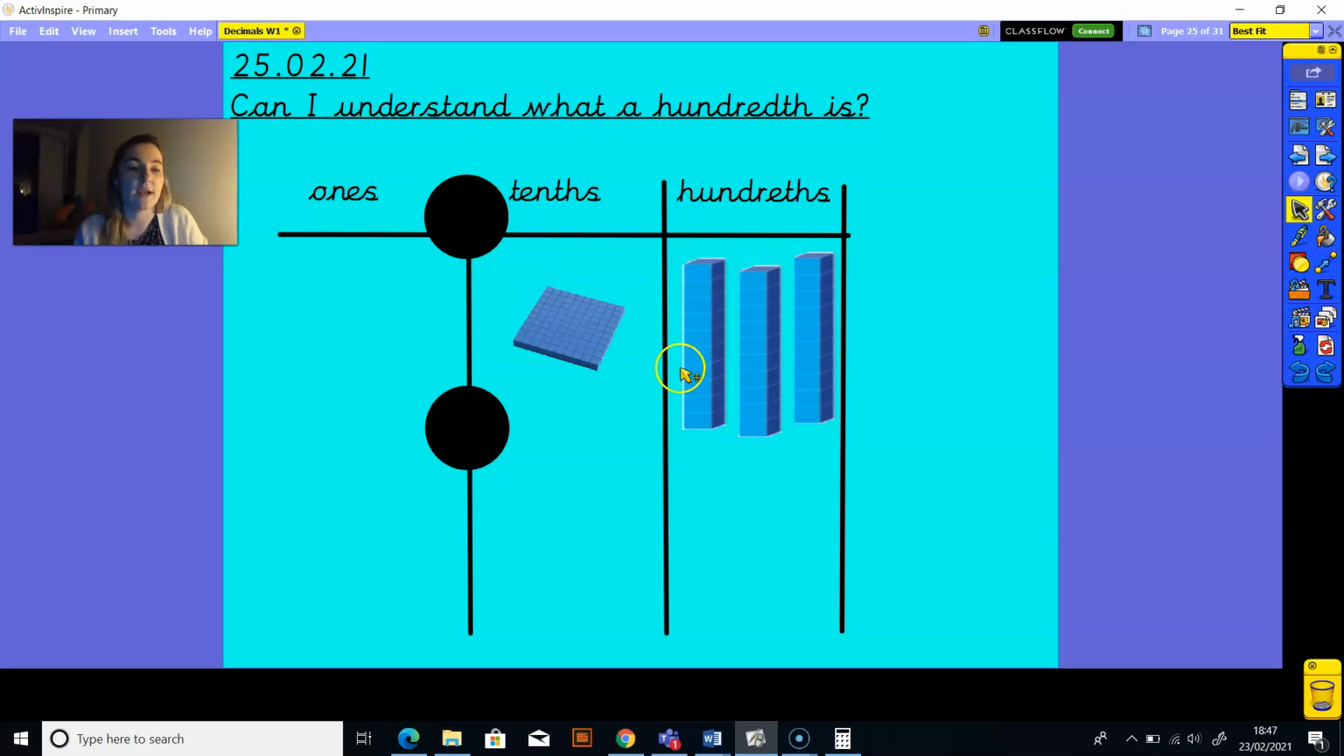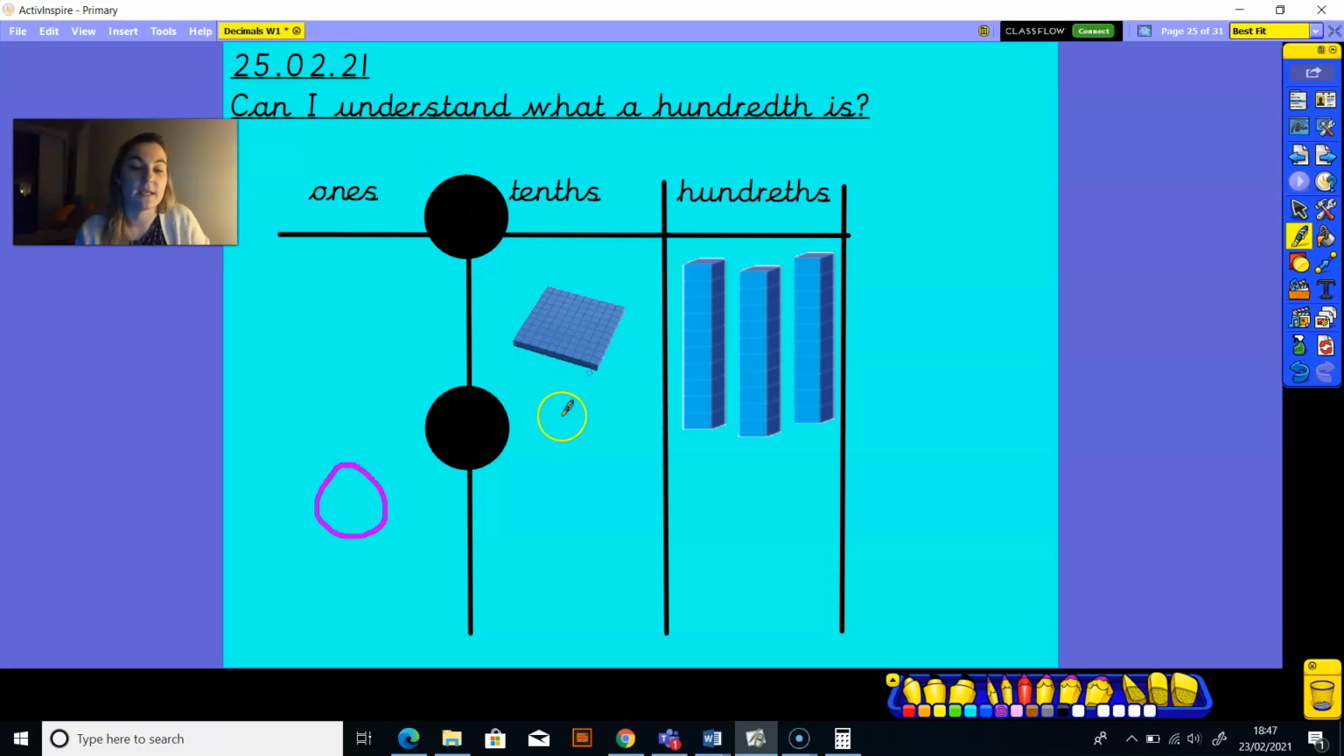So let's have a look at writing this as a decimal. Again, pause the video if you would like to have a go on your own. Otherwise, you can continue with me now. So we can see from here that there is nothing in our ones column. We don't have any whole numbers here.